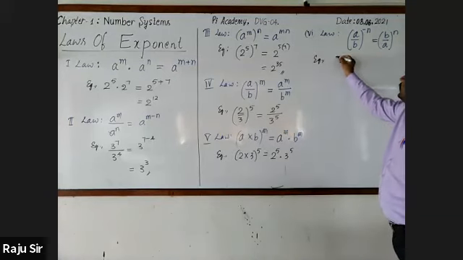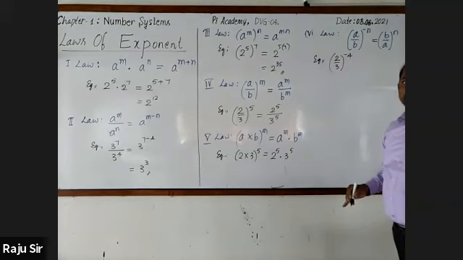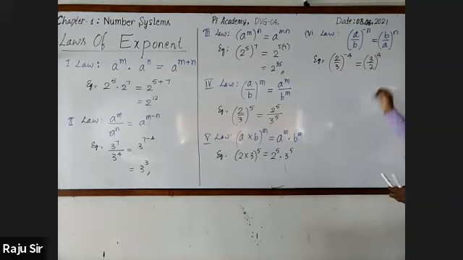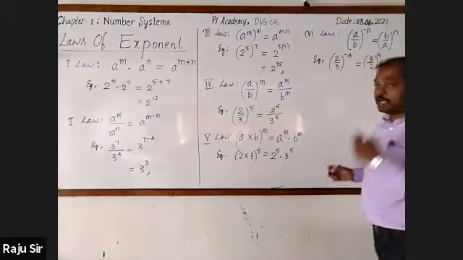Example: (2/3)^-4. This can be written as (3/2)^4. The power becomes positive, and you apply the 4 to both: 3 raised to the power 4 and 2 raised to the power 4. Like this. Next, I'll take another example.